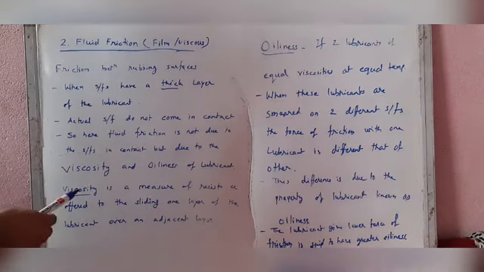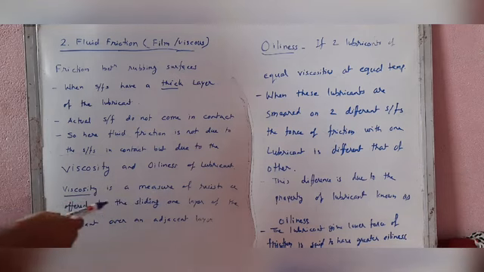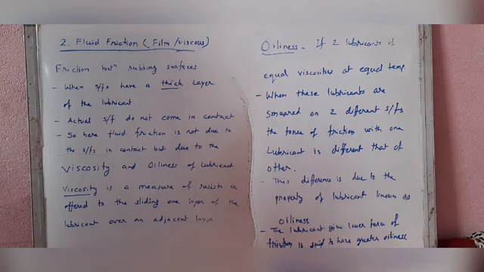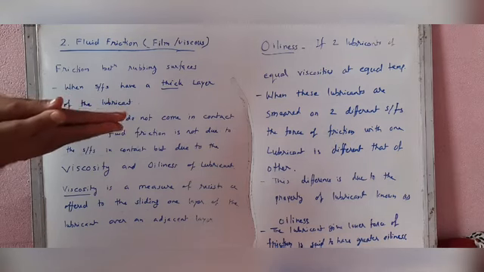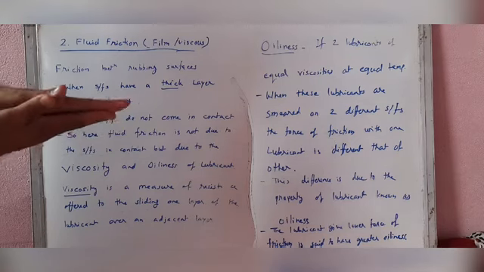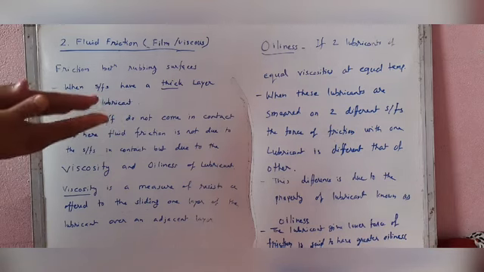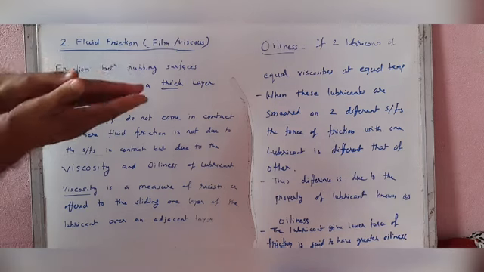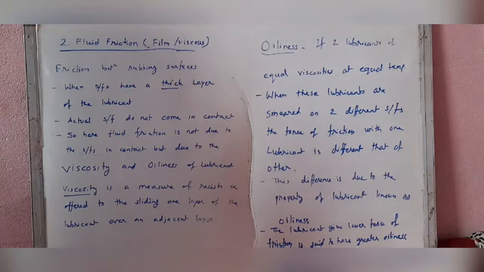Here viscosity is a measure of resistance offered to the sliding of one layer of lubricant over an adjacent layer. A number of layers are there. Then the viscosity is the measure of resistance offered to the sliding of one layer of the lubricant over an adjacent layer. In a lubricant, a number of layers can be made due to viscosity.